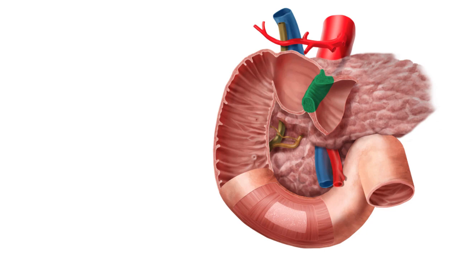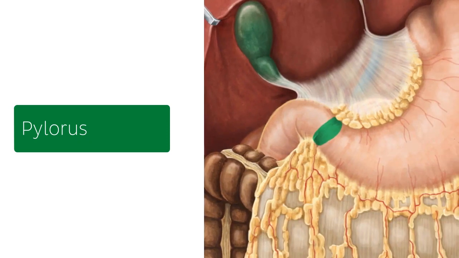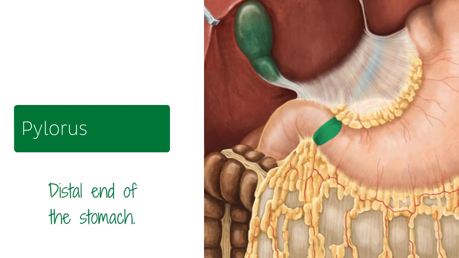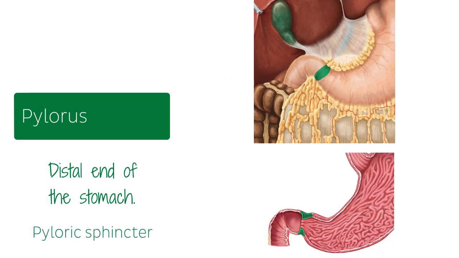Here at this highlight, this is known as the pylorus. Now, the pylorus is the distal end of the stomach, as you can see on this image, where the stomach and the pylorus are highlighted. And here is where you'll find the duodenum. It connects the stomach to the duodenum. This part contains a thickened ring of gastric circular muscle known as the pyloric sphincter, which you can also see clearly on this image.